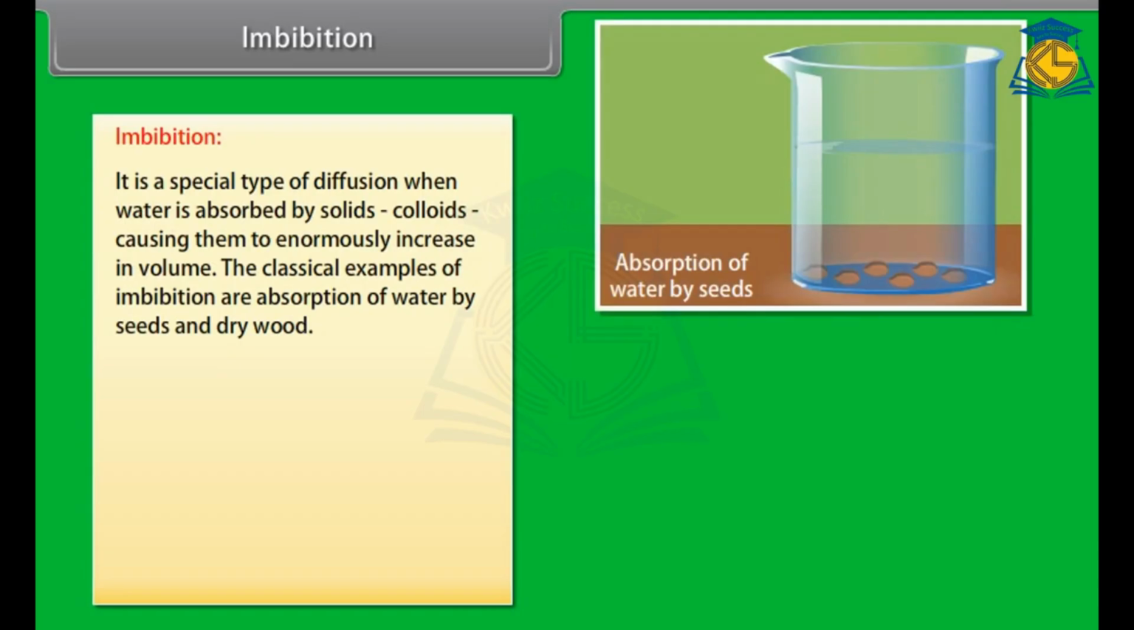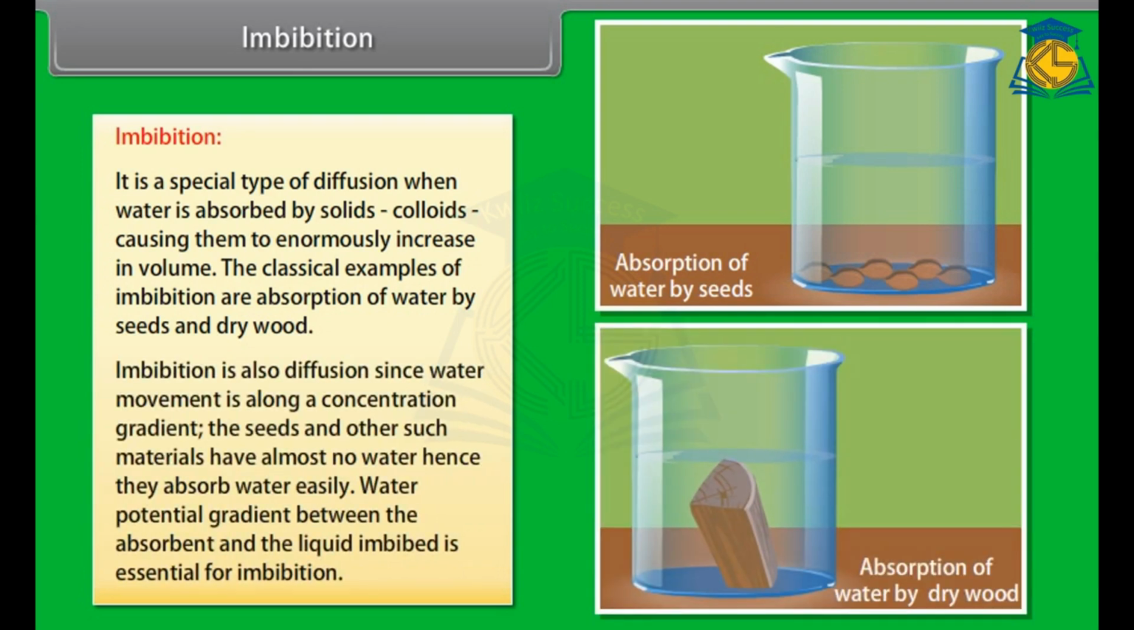Imbibition. Imbibition is a special type of diffusion when water is absorbed by solids, colloids, causing them to enormously increase in volume. The classical examples of imbibition are absorption of water by seeds and dry wood. Imbibition is also diffusion since water movement is along a concentration gradient. The seeds and other such materials have almost no water, hence they absorb water easily. A water potential gradient between the absorbent and the liquid imbibed is essential for imbibition.